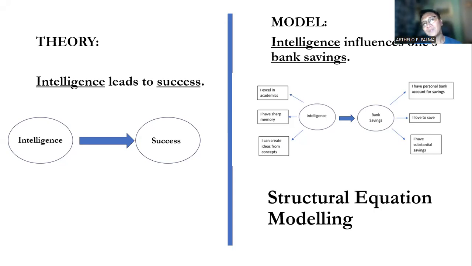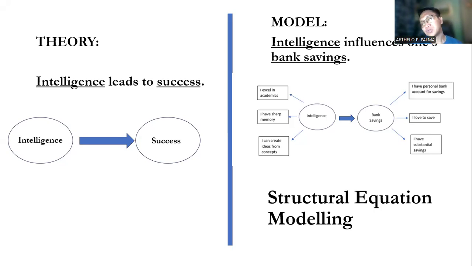So if you have now your model, you can use structural equation modeling, because you cannot actually directly link two constructs in linear regression, because linear regression requires actual numbers for each variable. But in this case, our variables are intelligence and bank savings, but these two are still constructs. They cannot be measured without these statements, those in the box.